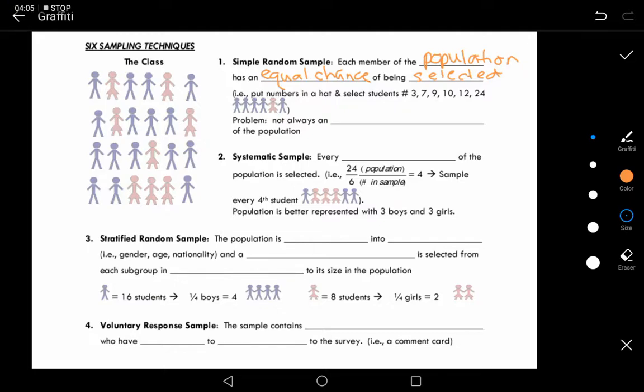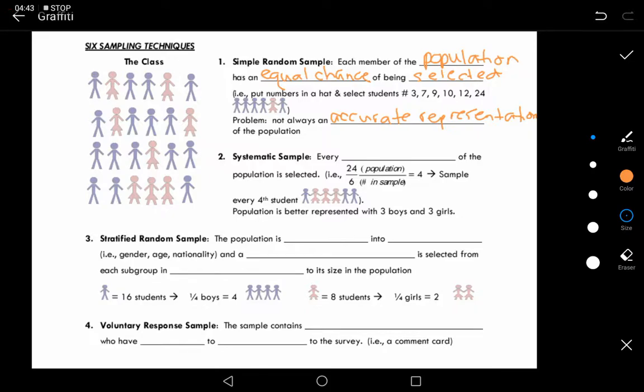Okay, there's a problem with this though. It's not always an accurate representation of the population. So for example, if I had 5 prizes and I drew them, and every single one of those prizes went to a male in the class, then that might not be an accurate representation, right? There's a chance that everybody that gets picked could have the same perspective or be the same in some way.